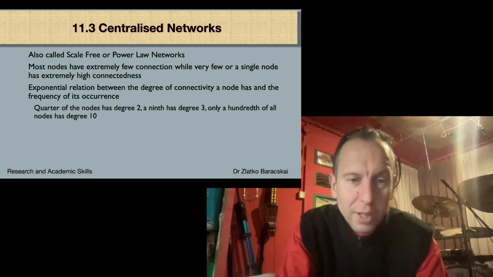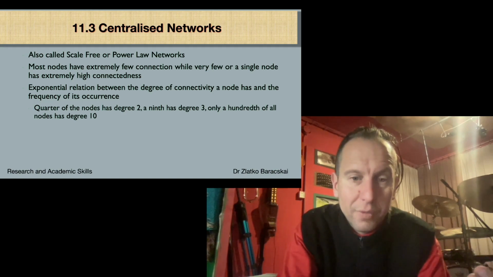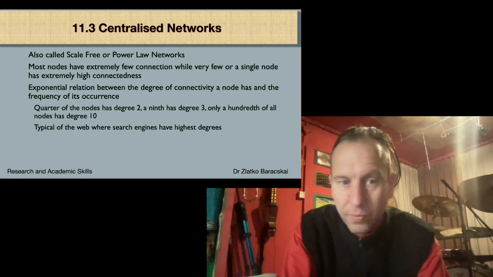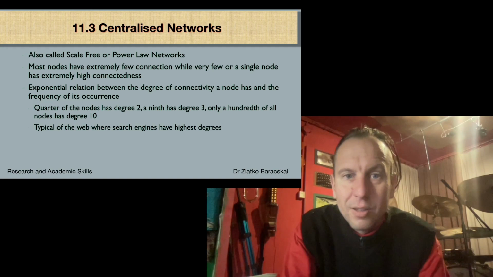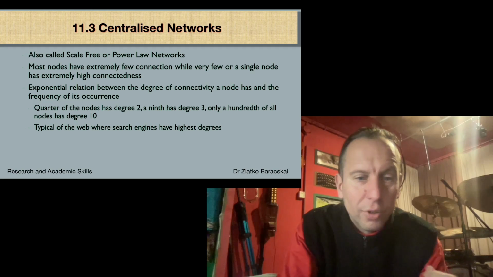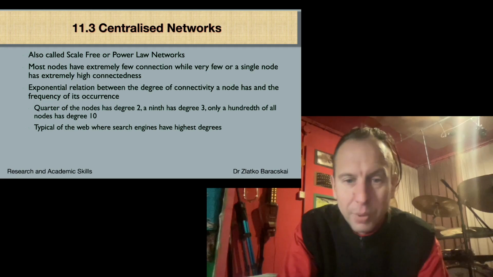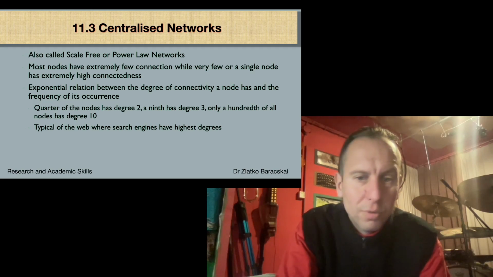So the larger the network, the higher the connectivity of the central node, as you might expect. This is the kind of network that we're looking at, and one of the good examples here is the web. And here the search engines typically are the central nodes.